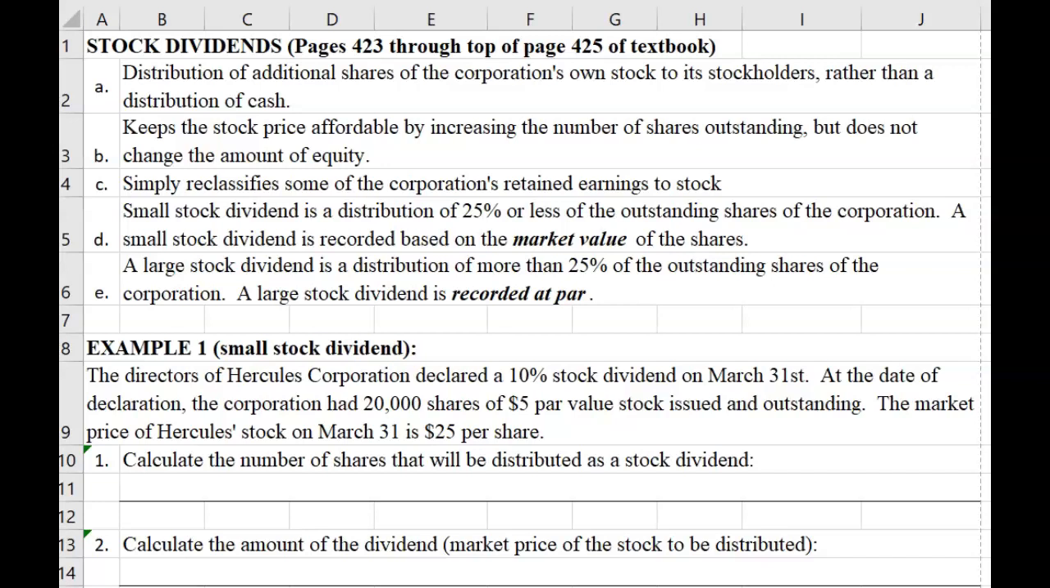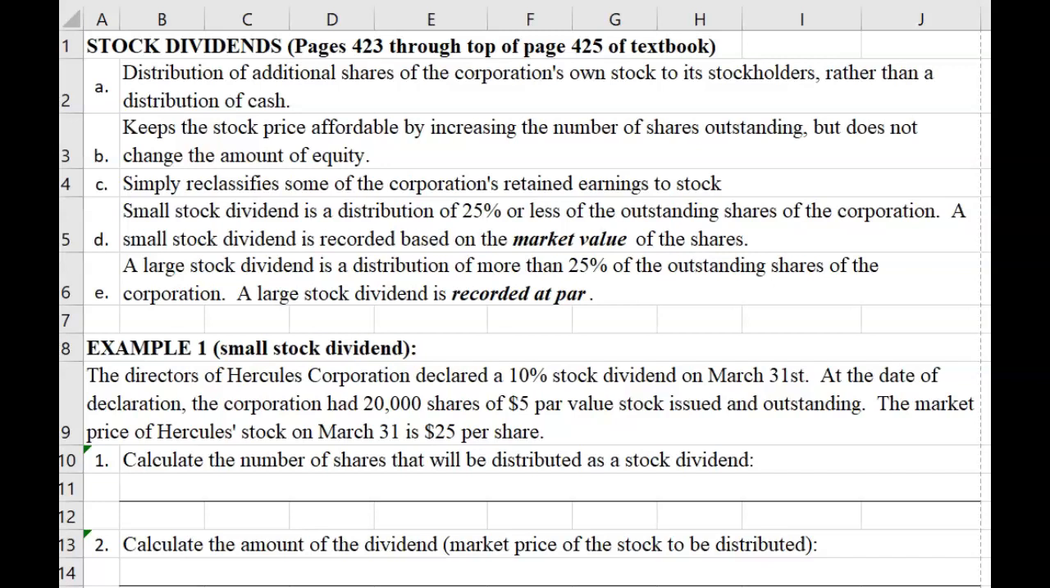Stock dividends are discussed in your textbook on pages 423 through the very top of 425. A stock dividend is a distribution of additional shares of the corporation's own stock to its stockholders rather than a distribution of cash. A stock dividend keeps the stock price affordable on the stock market by increasing the number of shares outstanding, but does not change the amount of equity.